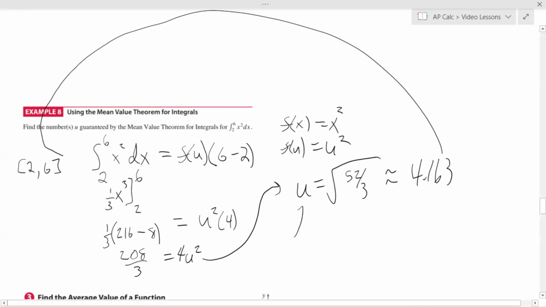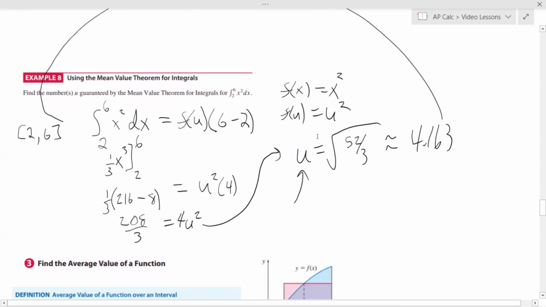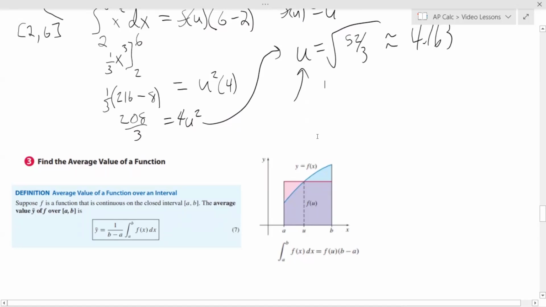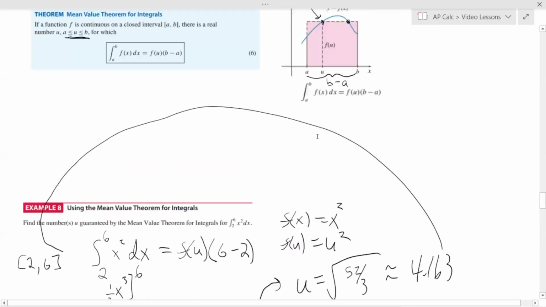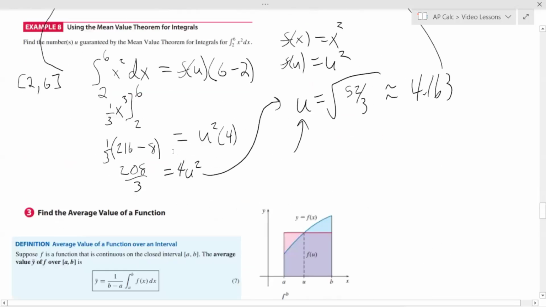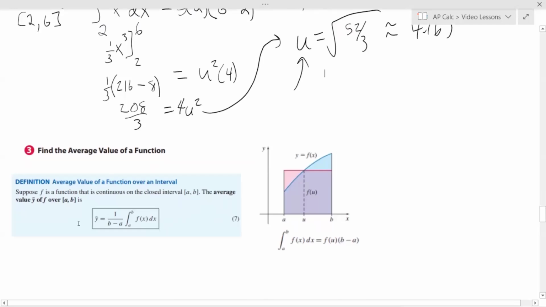Now, if you solve for u and you get multiple answers, you want to only report the ones that are on the interval that is given on the integral. Okay? Now, the mean value theorem for integrals leads into finding the average value of a function. Because if you remember, the mean value theorem says that the definite integral is equal to f of u times the width. Well, if we divide both sides by the width, essentially that gives us the average value of the function.